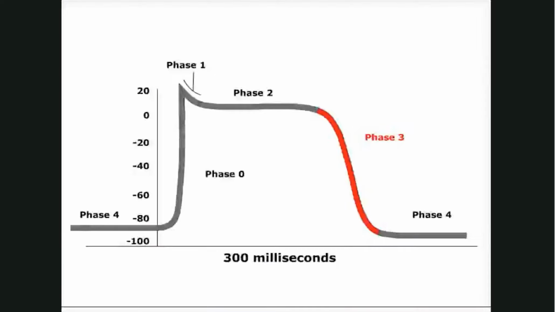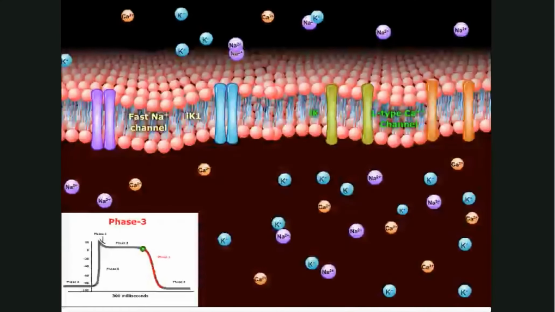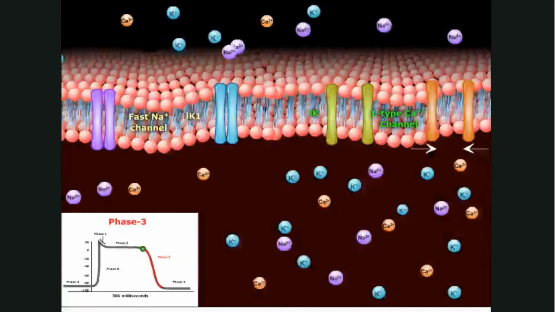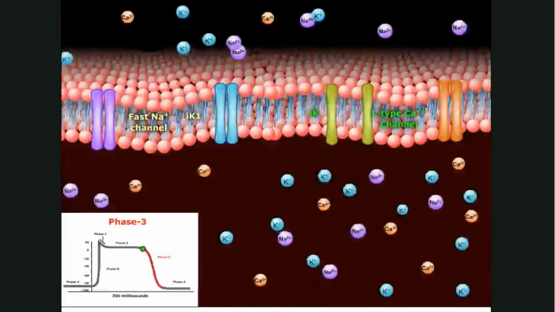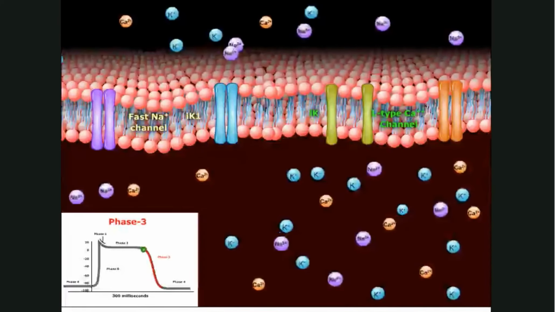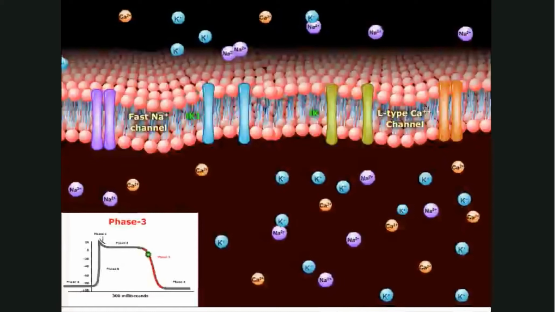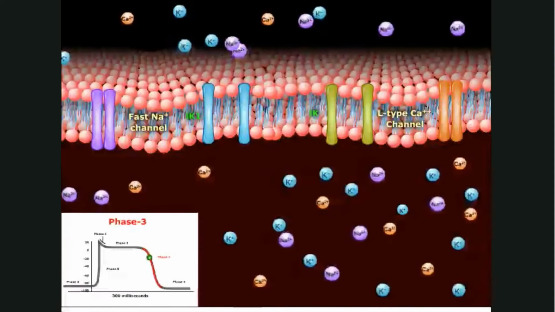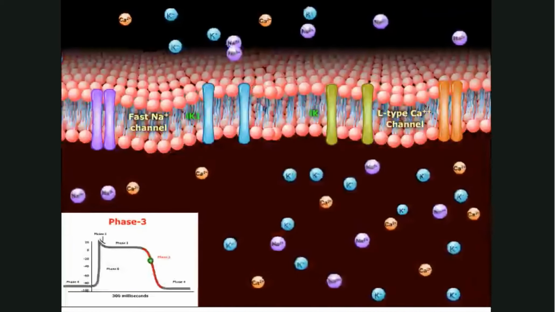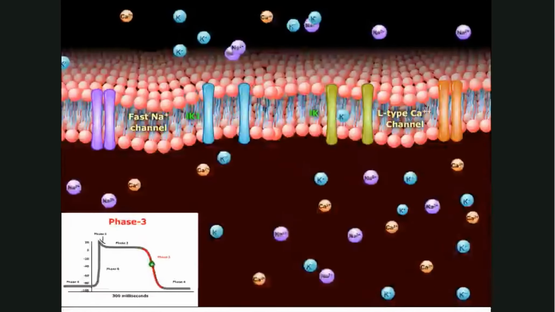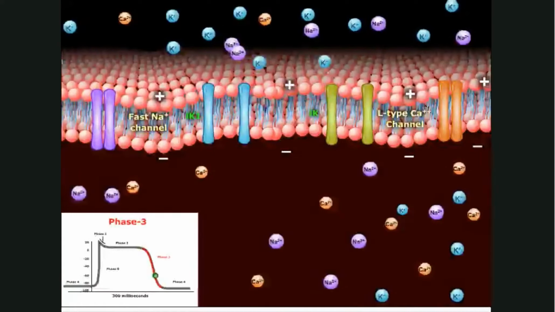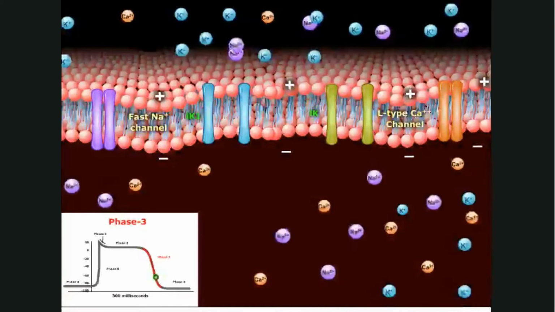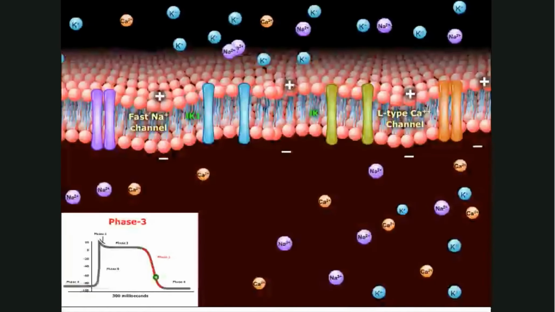Phase 3 is the repolarization of the action potential. During phase 3, the L-type calcium channels close, while the slow delayed rectifying potassium channels remain open. Meanwhile, the opening of more inwardly rectifying potassium channels, IK1, allows efflux of potassium, which leads to a negative change in membrane potential. This net outwardly positive current causes the cell to repolarize.